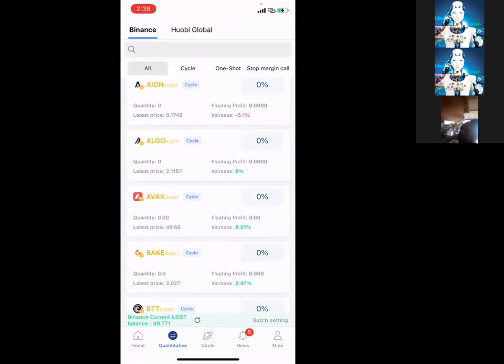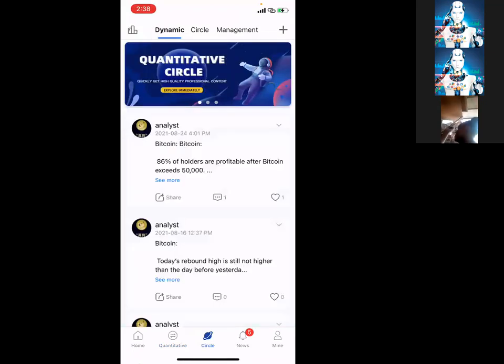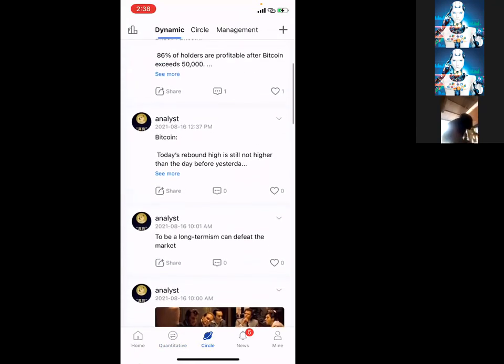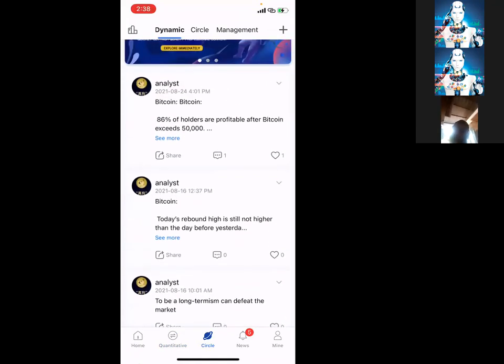Under Circle, you can see Circle here. This is where you can copy people, what we call copying a strategy. You can integrate a strategy into your account. And I'm going to warn you, be very careful. Don't just go and copy someone, you will lose your money. I'm telling you, these guys are just here to make money off your head. You will lose your money, seriously.